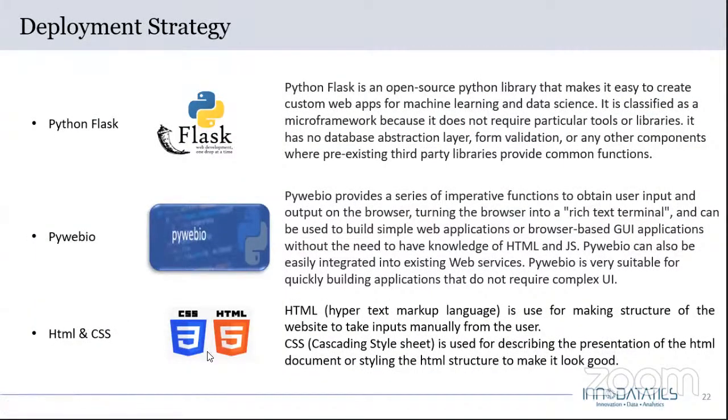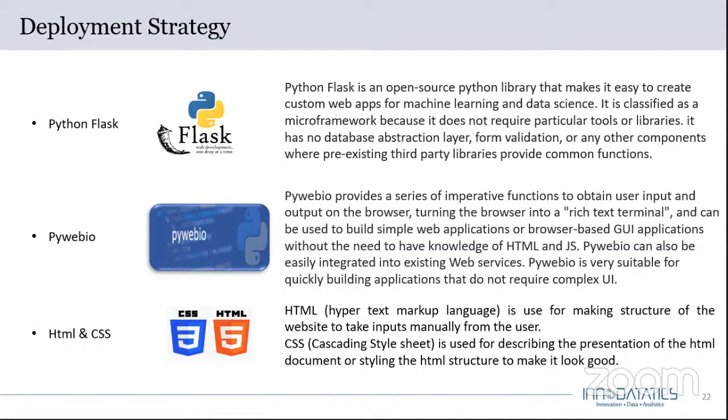Here I'm going to explain the deployment strategy. Python Flask is an open source Python library that makes it easy to create custom web apps for machine learning and data science. It is classified as a micro framework because it does not require particular tools or libraries. It has no database abstraction layer, form validation, or any other components where pre-existing third-party libraries provide common functions.